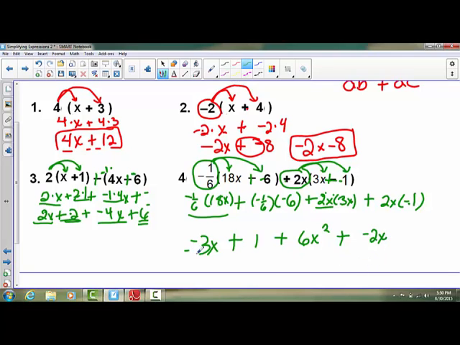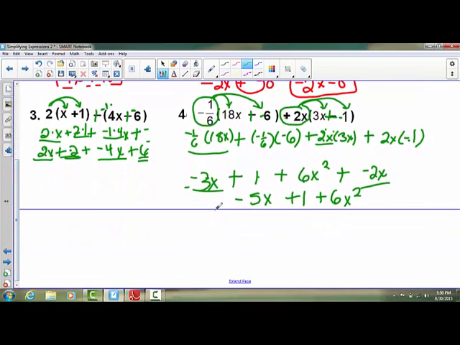Okay, so we look for like terms. We find one here and here. Okay, so negative 3 plus negative 2 is negative 5x plus 1 plus 6x squared. Now, this is a perfectly good answer, but we mathematicians like to keep things in order. So we always take the highest power first, so that it would be 6x squared, and then the minus 5x plus 1. So biggest power, then there's an understood 1, and then there's no power.